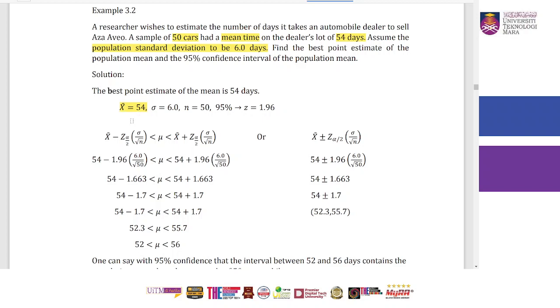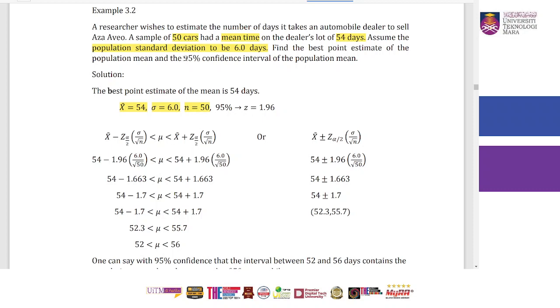And then the given sigma is 6.0. The population standard deviation is 6 days. Why sigma and not S? Because this is the population standard deviation, so we use the symbol sigma to represent it. And n here is equal to 50, so you have a large sample size.